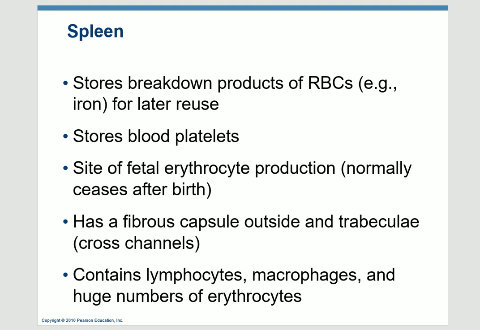Spleen also has a fibrous capsule outside and trabeculae inside. So remember trabeculae, they're just little cross beams, little cross channels. And these contain lymphocytes, macrophages, and huge numbers of erythrocytes, red blood cells. So all in the spleen: lymphocytes, macrophages, erythrocytes.